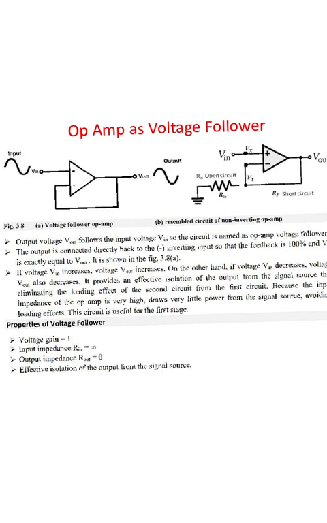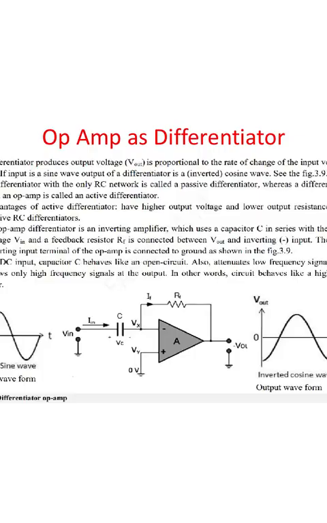The properties of the voltage follower: voltage gain is equal to 1, input impedance Rin is equal to infinity, the output impedance Rout is equal to 0. The effective isolation of the output from the signal source.